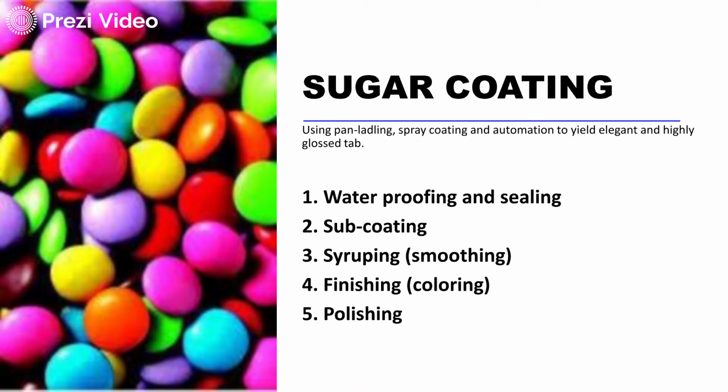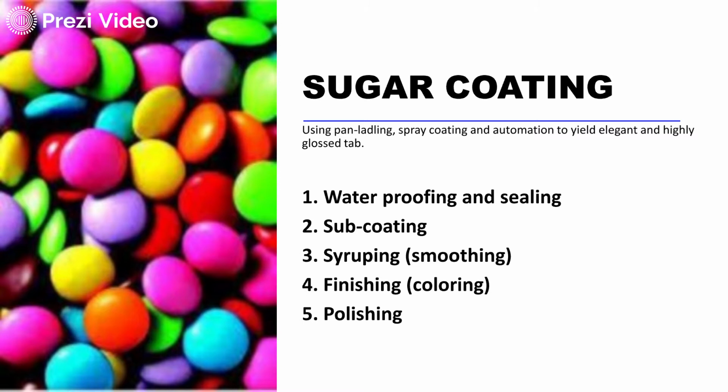Then second is the subcoating. As the name indicates, you provide another layer, a subcoating layer comprising various coating particles. Then third is syruping or smoothing. As the name indicates, you're trying to polish the subcoating. Then fourth is the finishing. This is actually the main coloring stage. Once your base has been formed and is very smooth, you apply the color. Once the color is applied on a very smooth surface, it looks very elegant. On the other hand, if the subcoating is not done, then that sort of smoothness will not be obtained.